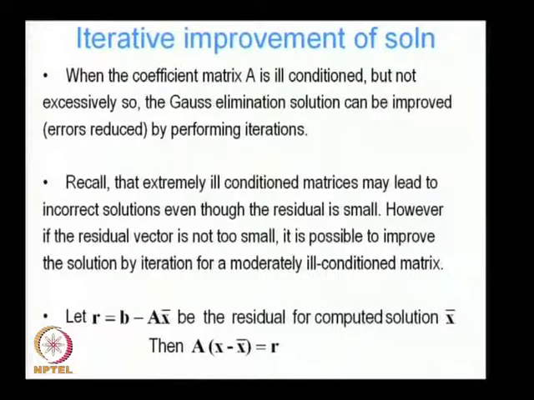Let us denote our residual R as b minus A x bar, where x bar is the computed solution by Gauss elimination. If x bar were equal to x, which is the exact solution, then our residual would be 0. But since it is not, we have a residual which is given by b minus A x bar. We can therefore write A (x minus x bar) is equal to R. Basically, we are rewriting this equation where we are replacing b by A x, the exact solution, and then we can write the residual as R is equal to A (x minus x bar).